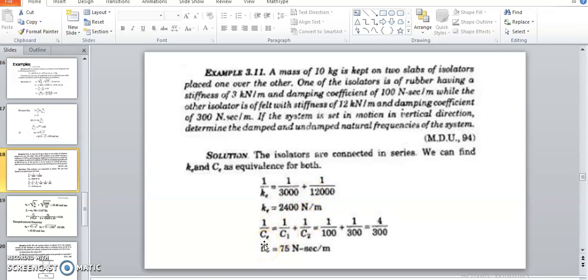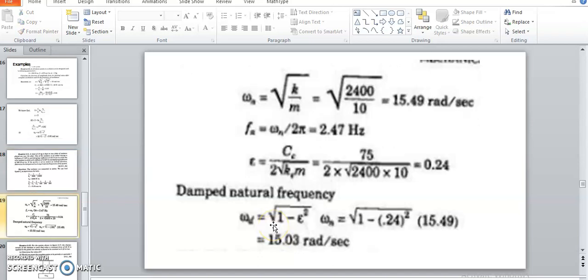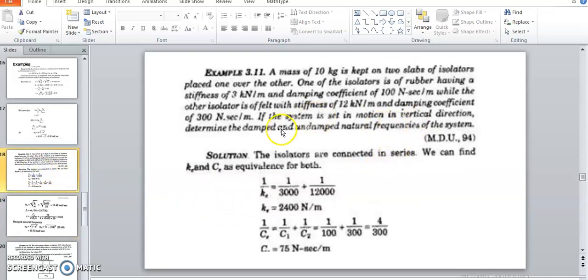Similarly, dampers are also in series. So the equivalent damping coefficient is calculated as 1 by C is equal to 1 upon C1 plus 1 upon C2, that is 100 plus 300. Now this equivalent damping coefficient we calculate, and then we calculate the asked quantities, the damped and undamped natural frequency of that particular system.